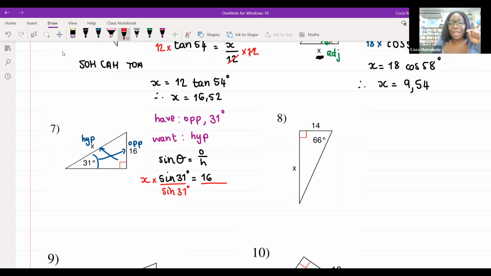So if I want x on its own, I need to divide by sine 31. But what I do on the left, I'm going to have to do on the right as well. So I'm also going to divide this side by sine 31. These two will cancel. So my equation will then read x is equal to 16 over sine 31 degrees. And you can punch that into your calculator. Therefore, x is equal to, punch that into your calculator and tell me what you get, guys.